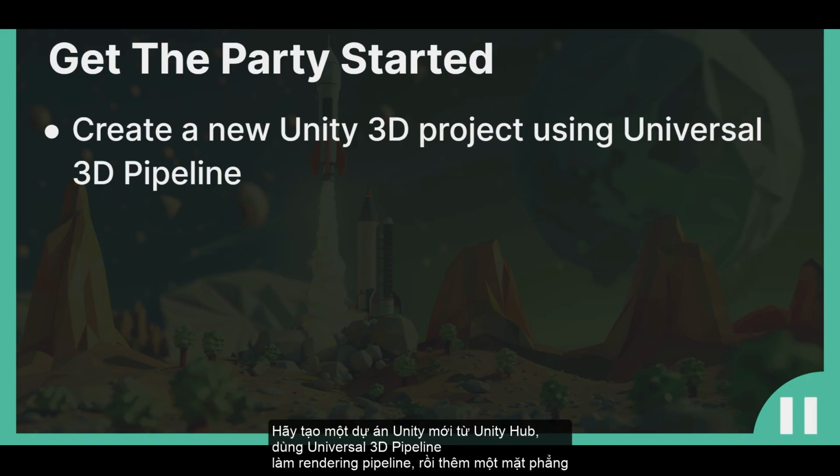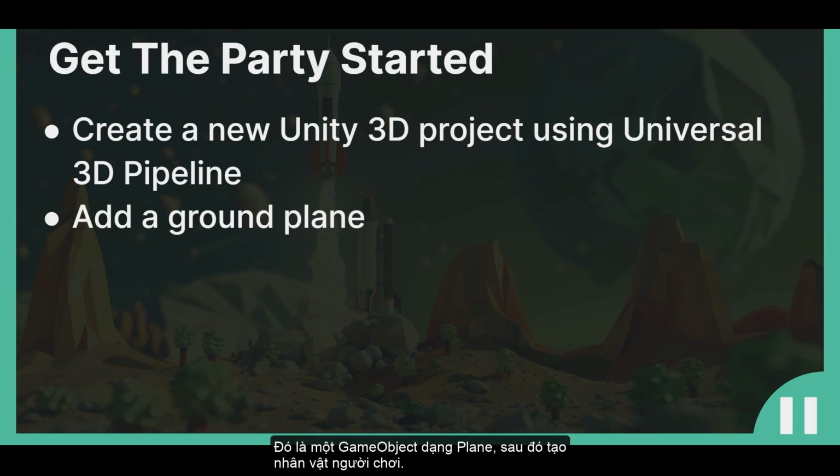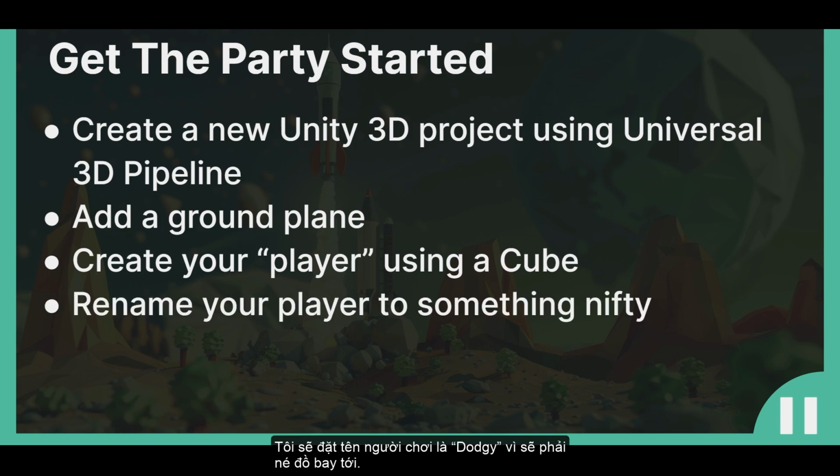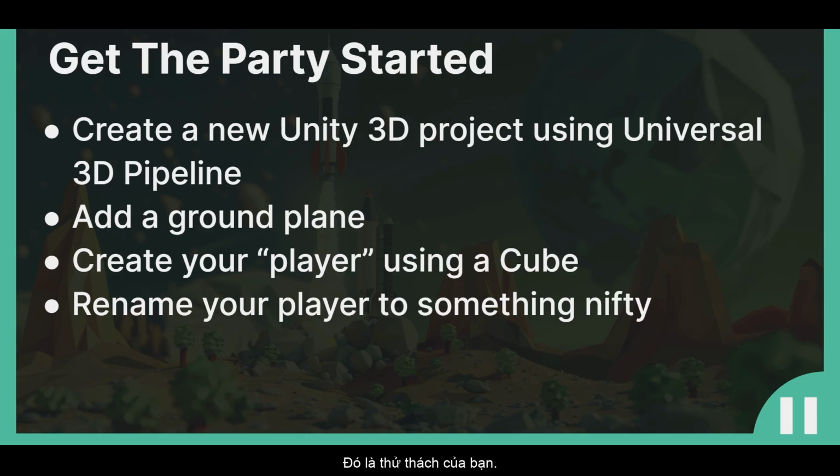I'd like you to create a new Unity project from Unity Hub using the Universal 3D pipeline as our rendering pipeline, to add a ground plane into your project. That's a game object that will be a plane. And then to create your player using a cube as the game object. And you know what? Let's rename our player to something nifty. I'm going to call my player Dodgy because the player is going to be dodging stuff. So there's your challenge. Pause the video, take that on. I'll see you back here when you're done.